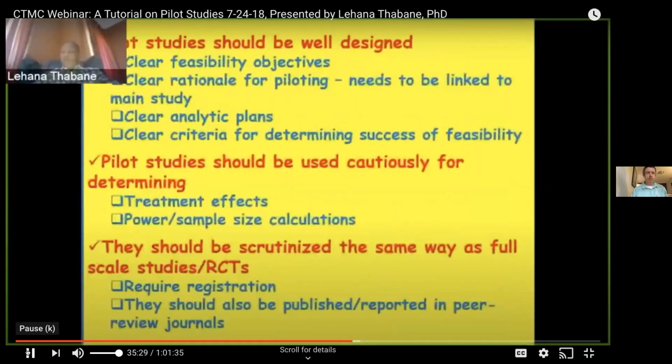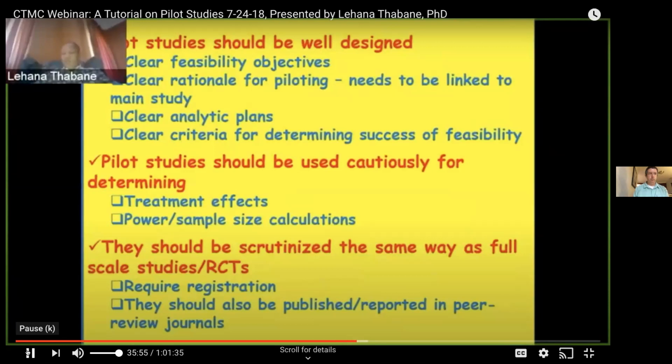They should be well designed with very clear feasibility objectives, with a very clear rationale as to why there needs to be piloting or assessment of feasibility before you go to the main study. In other words, they need to really be presented in the context of what it is that we are uncertain about regarding the implementation of the main study. They need to have clear analytic plans and criteria for assessing success of feasibility.